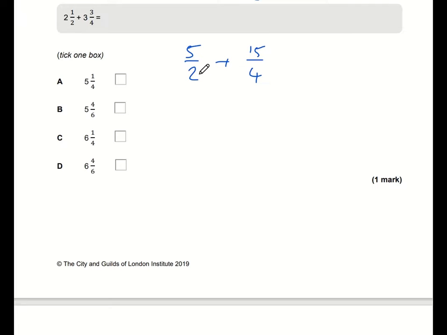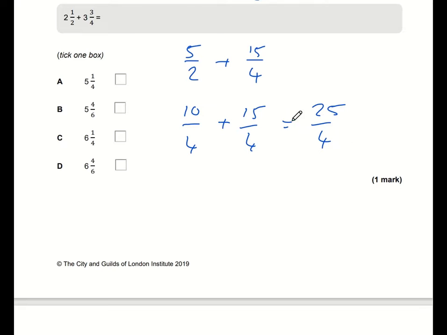But we can't add halves and quarters because the numbers on the bottom are different. But I can change halves into quarters. All I've done is multiply the number on the bottom by 2. So for an equivalent fraction, I'm going to multiply the number on the top by 2 as well. So 5 halves is the same as 10 quarters. So I can now do 10 quarters plus 15 quarters, which is 25 quarters.